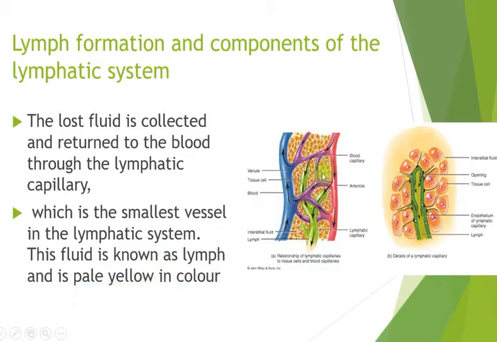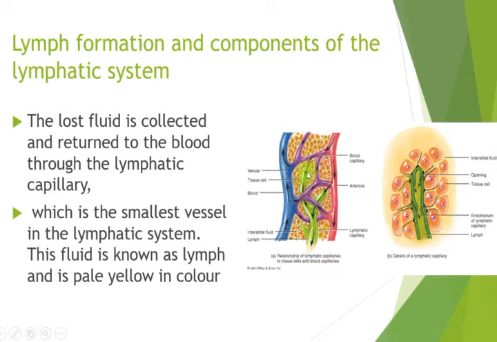Please look here. The structure in green color is referred to as the lymph capillary. This is the arteriole, and this is a capillary. Within the body cells, there are lymphatic capillaries, the smallest vessels in the lymphatic system.